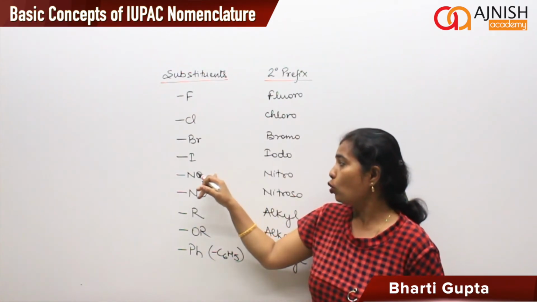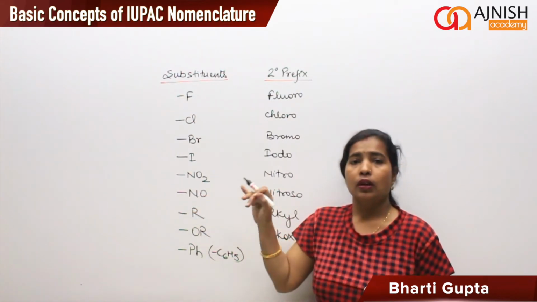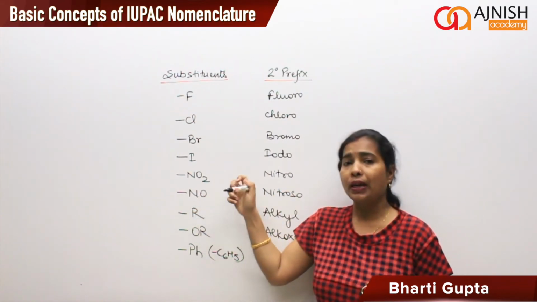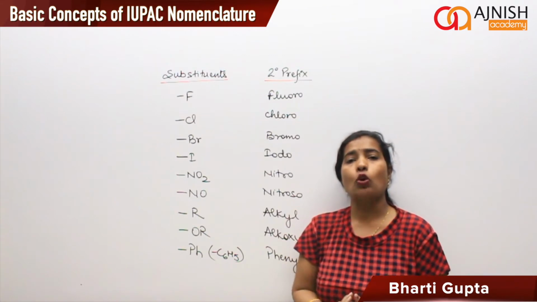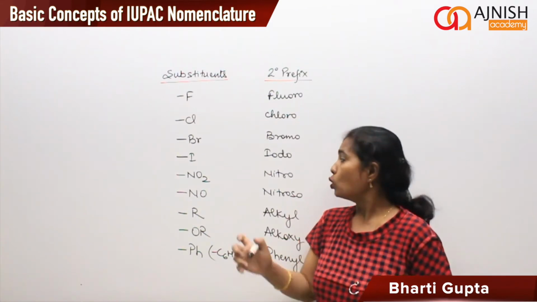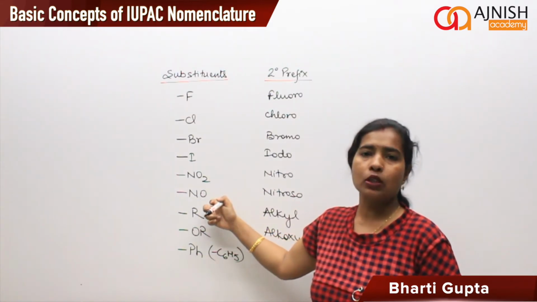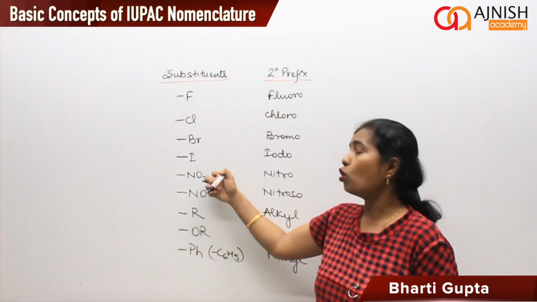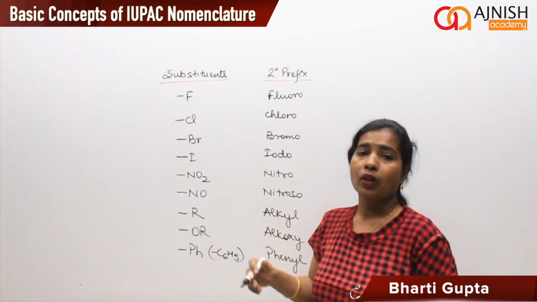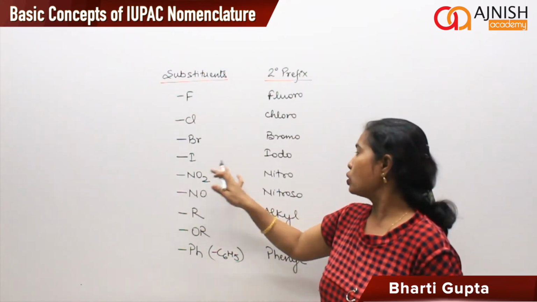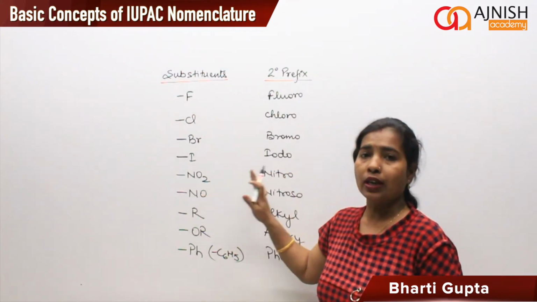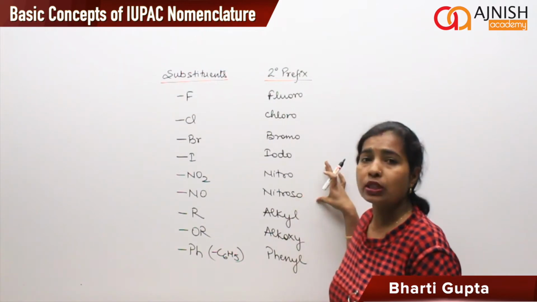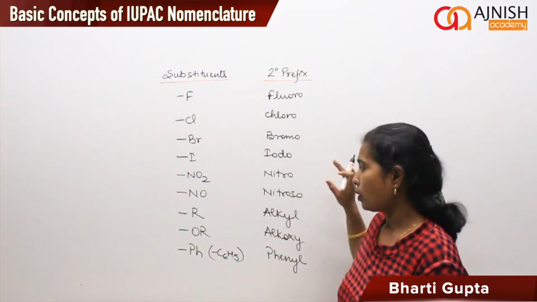Now, NO2 group or NO group, these are functional groups, but they are some functional groups which are always considered as substituents. So NO2 or NO, whenever present in an organic compound, is always written in the form of a prefix. There is no suffix for nitro or nitroso group. So NO2 is called nitro and NO is called nitroso. So these are always used as prefixes.